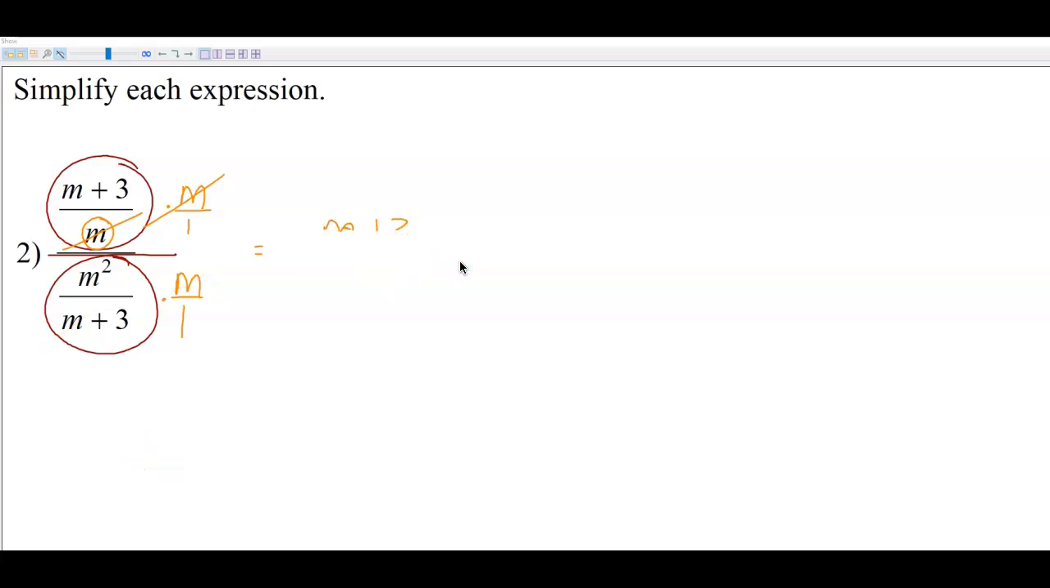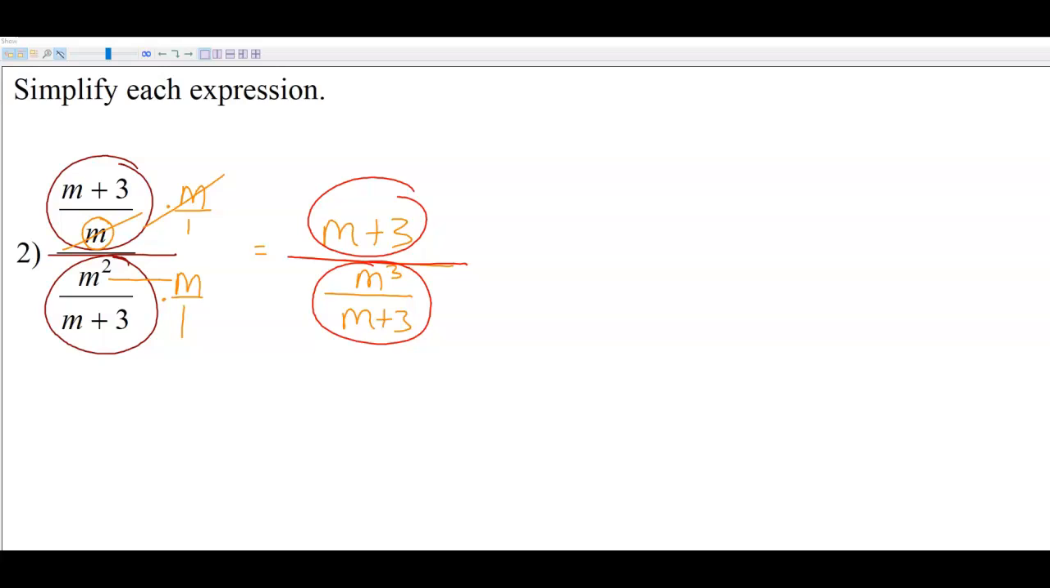All right, so instead of canceling them, we're actually going to multiply. M squared times m leaves me with m cubed. And on the bottom, I have m plus 3. All right, so I still have a complex fraction, though. I've got a numerator and a denominator, and in this case, the denominator is a little fraction. And I don't like the denominator of the little fraction being there.